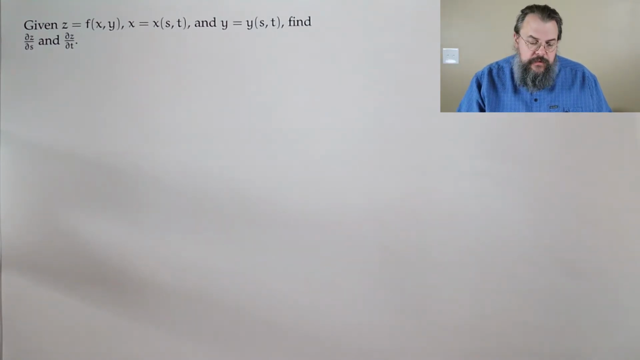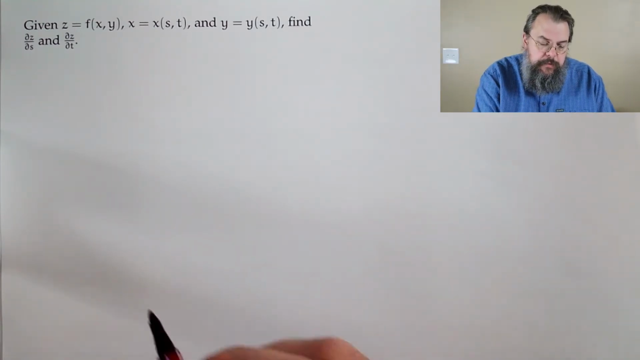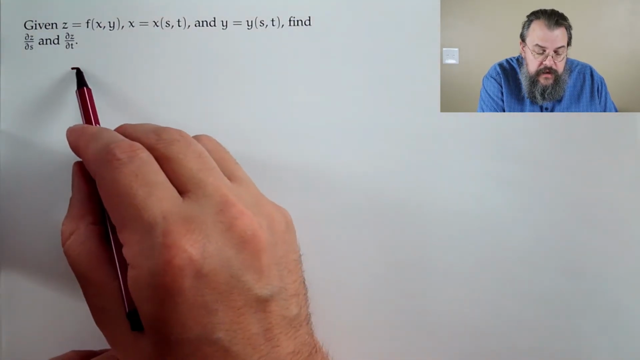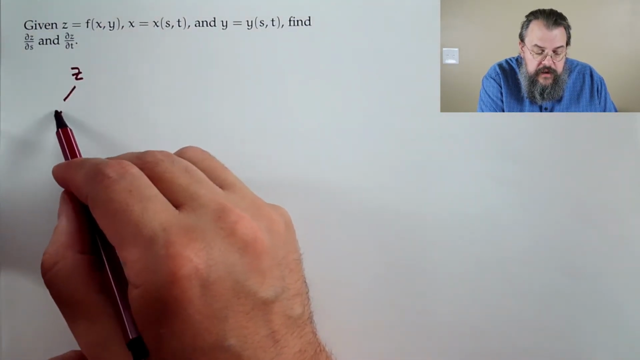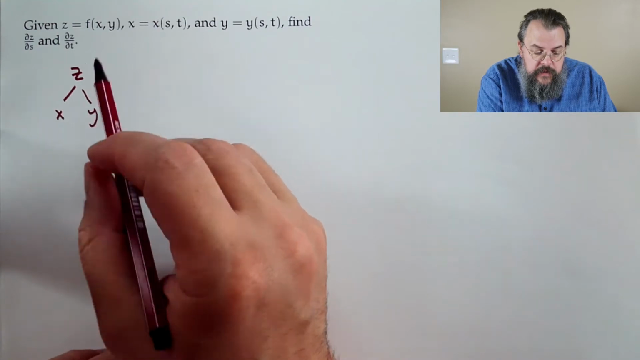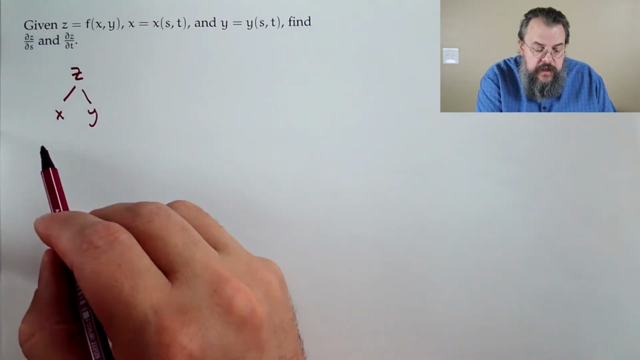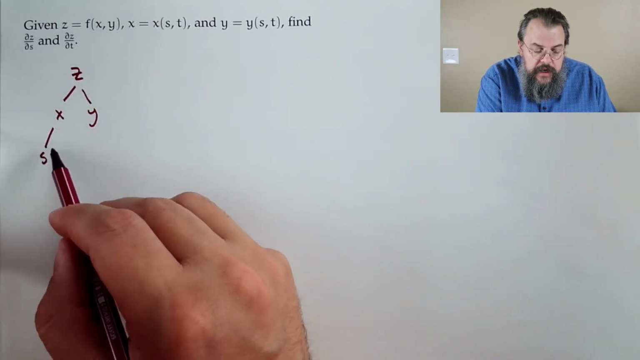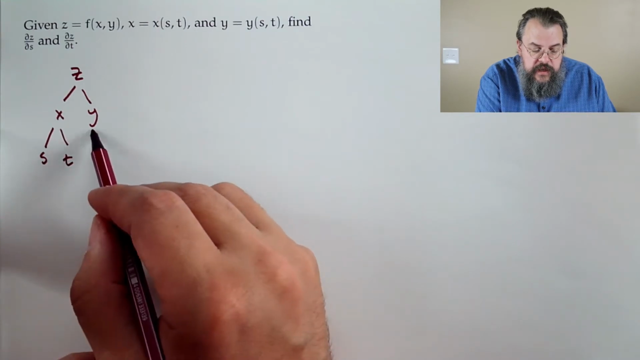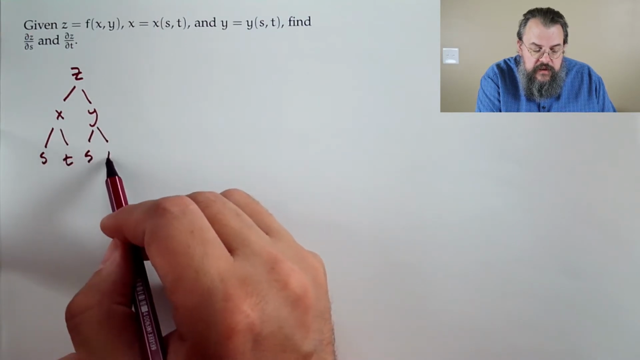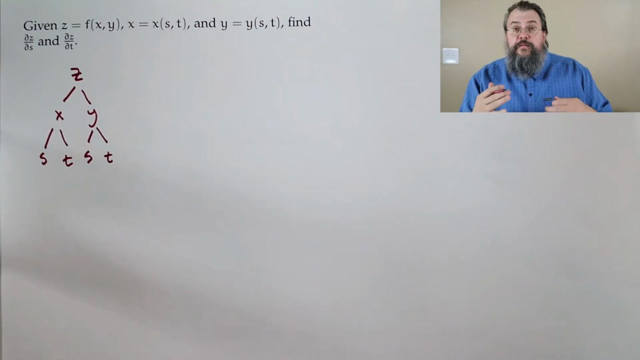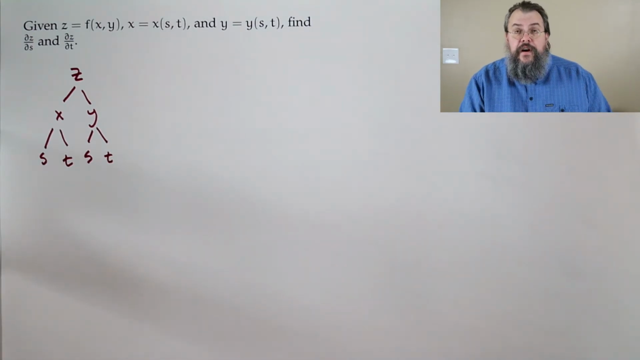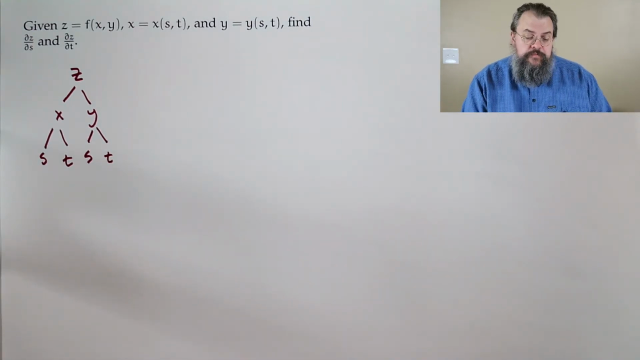So what can we do? Well, we can say, what's happening? Well, z depends on x and y, because that's what it says. And then x and y are both functions of s and t. So this is the picture that's emerging about how things depend on one another.